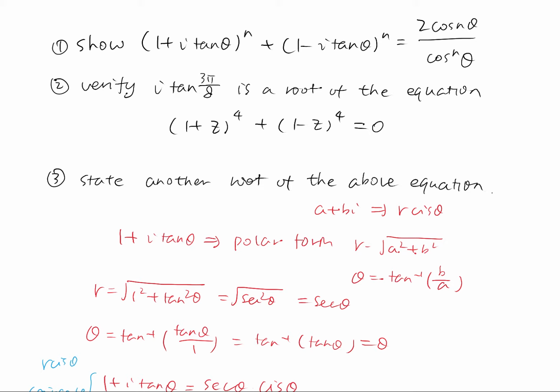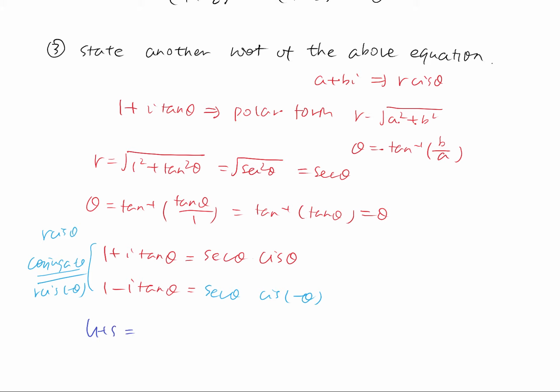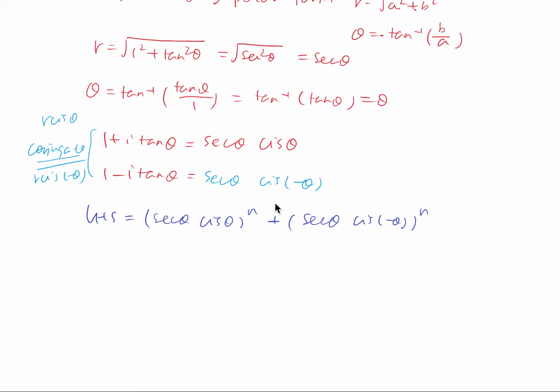Let's start with the left hand side. Left hand side equals (sec θ cis θ)^(n) plus (sec θ cis minus θ)^(n). The sec θ to the power of n and sec θ to the power of n you bring together, which is 1 on cos to the power of n. Then cis θ to the power of n becomes cis nθ plus cis minus nθ.